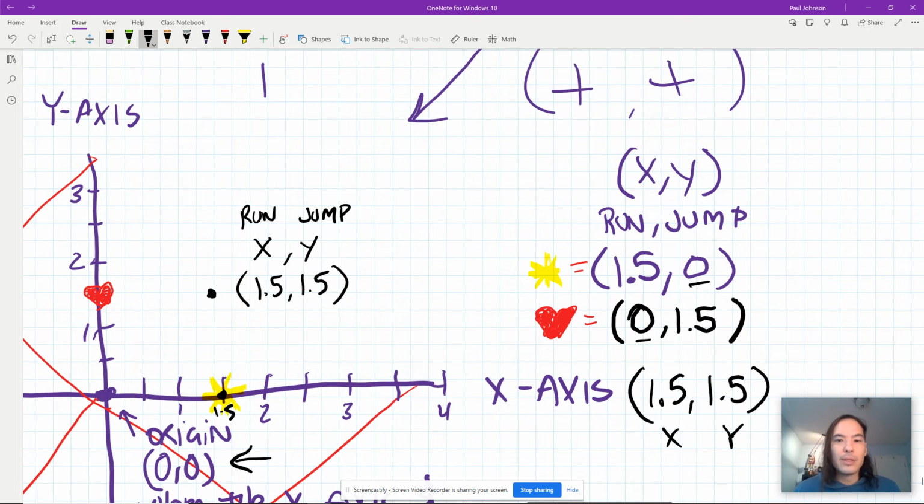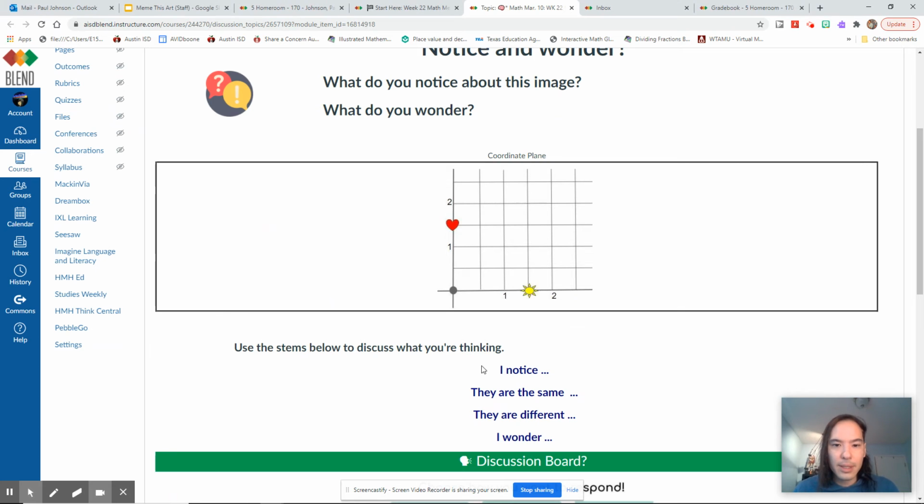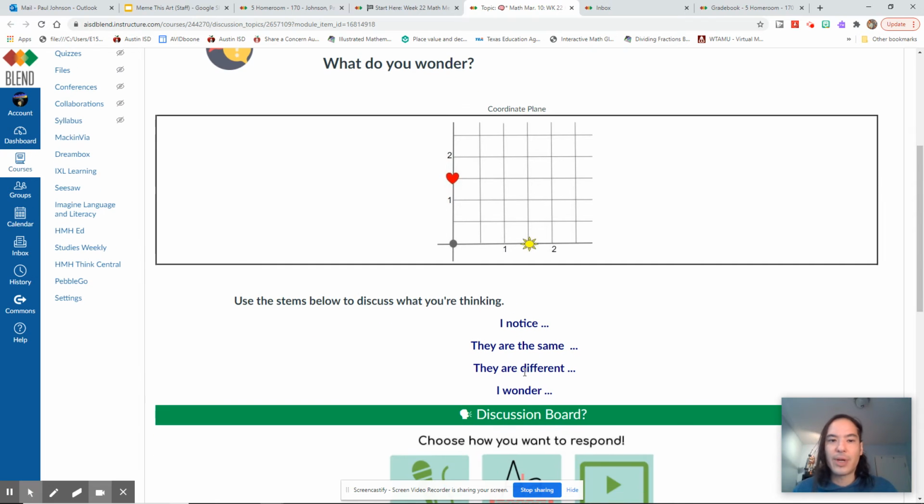All right, so let's go back to the questions. Use the stems below to discuss what you're thinking. Remember, all 4 stems gets you credit. If you use less than 4 stems, you don't get credit. All right, so I notice we are looking at a coordinate plane. We are looking at quadrant 1 of the coordinate plane because there are no negative numbers.